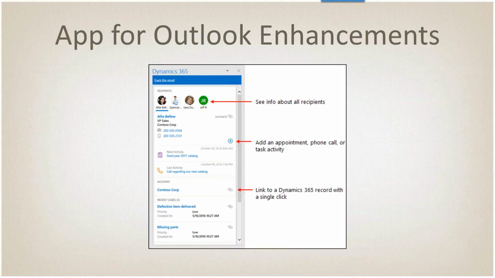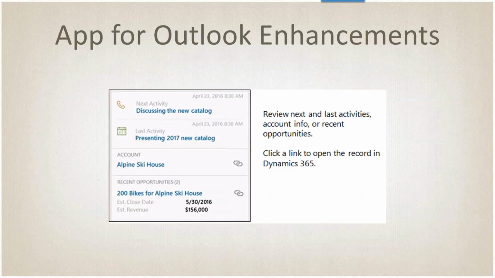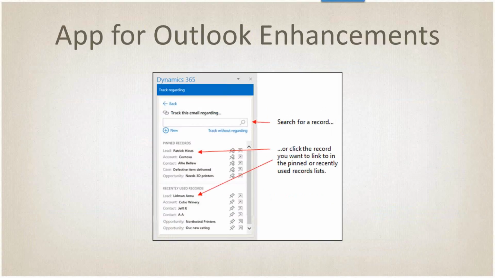So this is a view of a record. We can track the email, we can see the recipients, we can add phone calls and other activities. We can click on this Dynamics 365 record and open the record in another web page if we want. It has more information about what my last activity was and what my next activity was, and deeper information about other things. And when we do searching, say we're doing a track here and we're going to change the regarding, we can search to find records a little more than we could before.